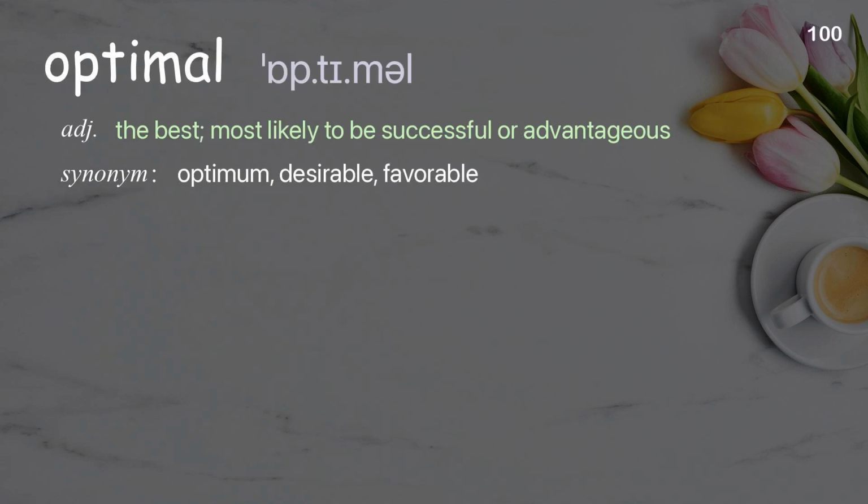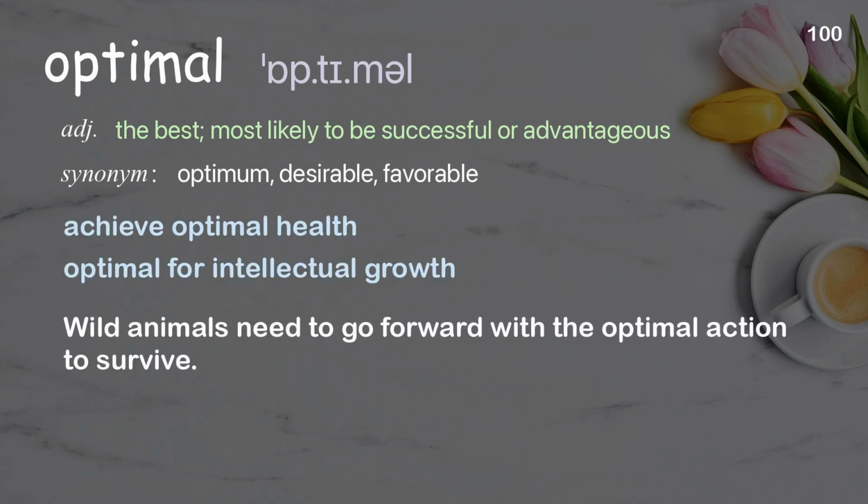Optimal. The best, most likely to be successful or advantageous. Examples: Achieve optimal health. Optimal for intellectual growth. Wild animals need to go forward with the optimal action to survive.